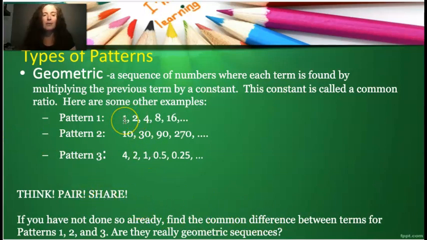So if I do 2 divided by 1, I get 2. If I do 16 divided by 8, I still get 2. On the next one, if I do 30 divided by 10, I get 3. If I do 270 divided by 90, I still get 3. Now again, pattern 3 is a little bit tricky, but make sure you divide in the correct order. So the new term goes over the previous term. So 2 divided by 4 is 1/2. 1 divided by 2 is 1/2. 1/2 divided by 1 is still 1/2. And 1/4 divided by 1/2 is still 1/2. So the common ratio here is 1/2. So make sure you understand the difference between arithmetic and geometric.